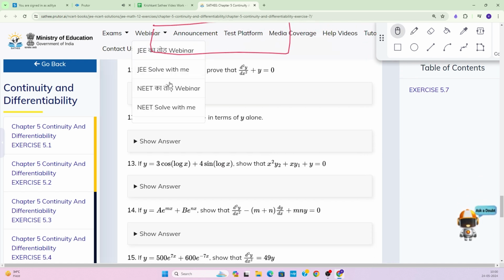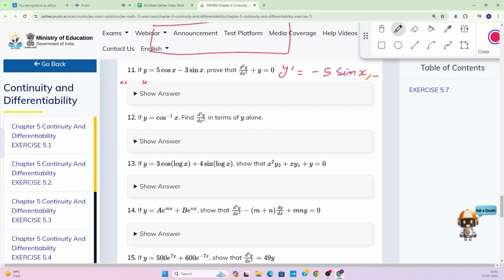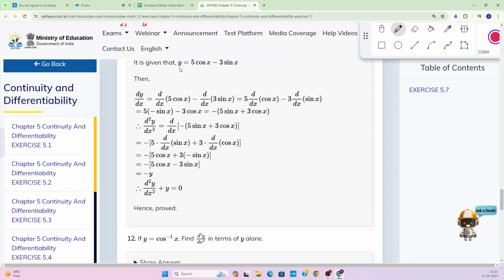Now the 11th problem. The 11th problem says this is y, and we have to prove something. So first of all we have to find the double or second order derivative. Easy to find. Let me evaluate here. The derivative of y is minus 5 sin x minus 3 cos x, as you can see. So you will have minus 5 sin x plus 3 cos x.